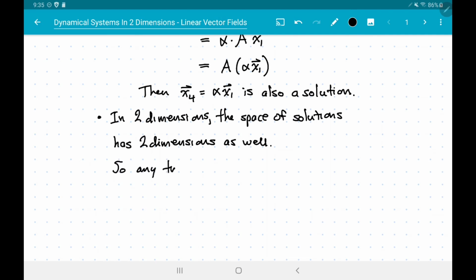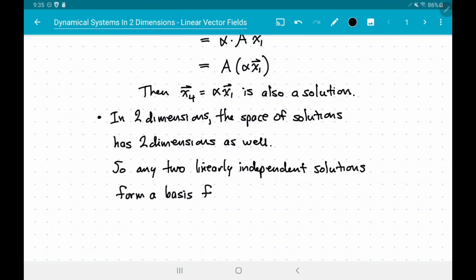So any 2 linearly independent solutions form a basis for the space of all solutions.